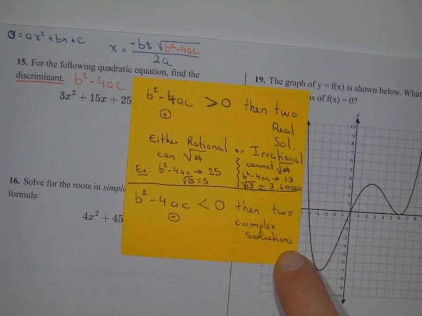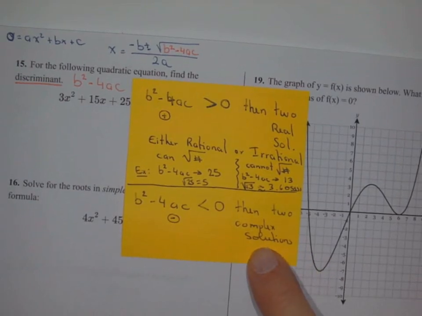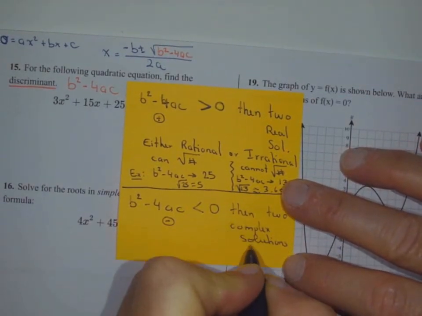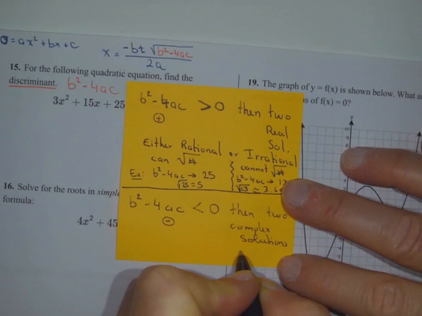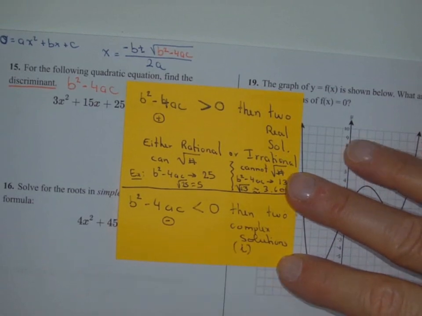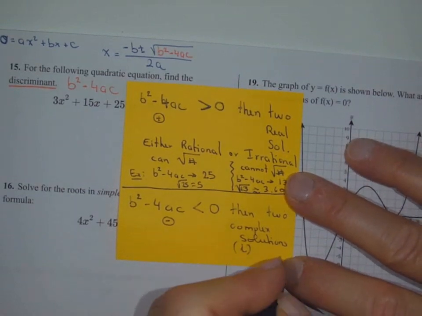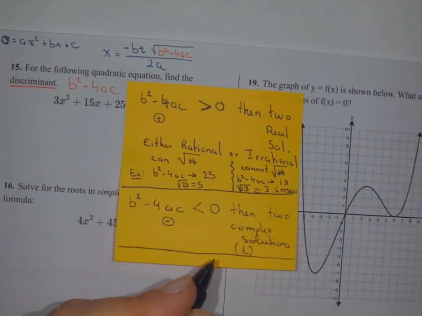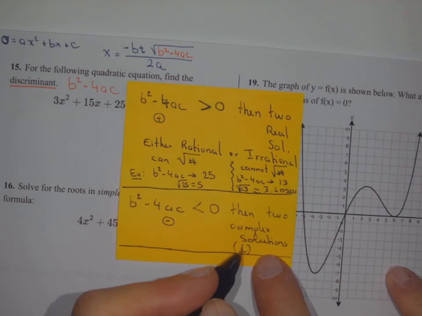Okay, so why complex? Because you're going to end up with a number that has a real and an imaginary part in it. Really what that means is you're just going to end up with a solution that has an i in it, okay? And the last scenario, but you still have two of them, right? You've got two complex solutions with an i in it.